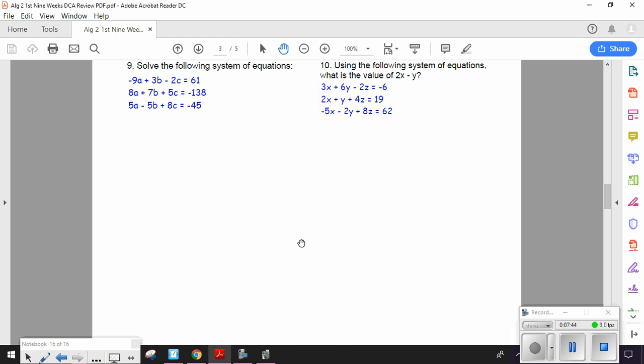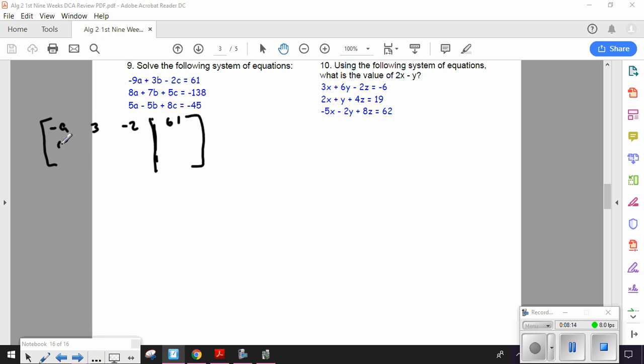All right, we're going to solve these systems that have 3 variables. So we need our handy dandy calculator and matrices. We're going to use the augmented matrix. So let's set up the first row of our matrix. So that's negative 9, 3, negative 2. Draw our line for equals, and then 61.